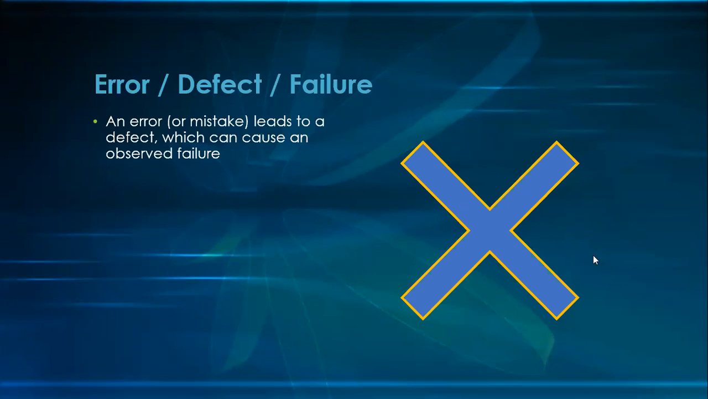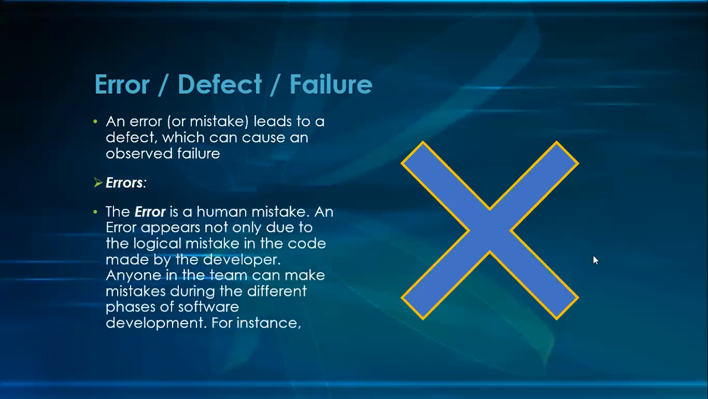That's what it means. So now you are working on something, you see a mistake. From that mistake, it's a defect. That defect is a failure on the application. That's the way the three of them work. You'll understand it better. So what is error? An error is a human mistake.